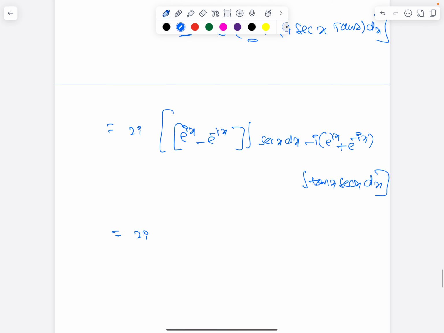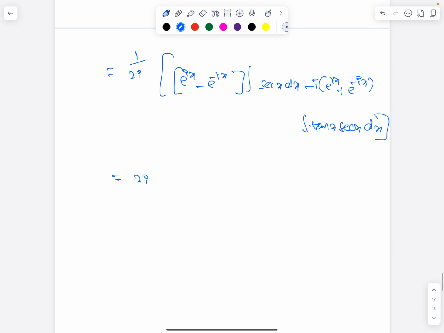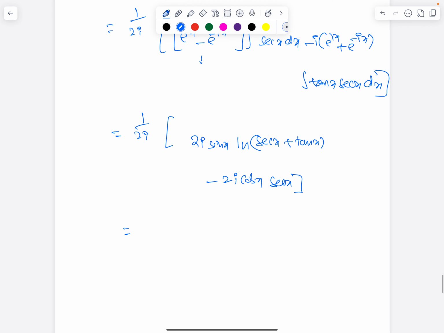Oh, I'm sorry, it is 1 by 2i. 1 by 2i, and therefore this term, if you try to take inside, is giving 2i sin x ln of secant x plus tan x, and minus 2i times cos x secant x, and after simplification this leads to sin x ln of secant x plus tan x minus 1. So that's it. This is the particular solution.